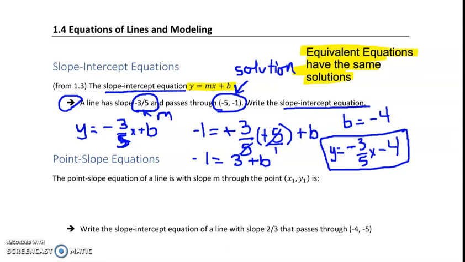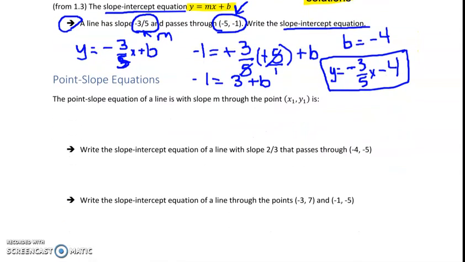Okay, let's go down. There is another form that is very useful, and it's called the point-slope form. And it's actually very useful when you're given a problem like the one we just did, because we're able to plug that in a little bit quicker and get to our answer. And I really think some people are going to prefer to do it the way we just did it. And some people are going to prefer to use this form of the equation.